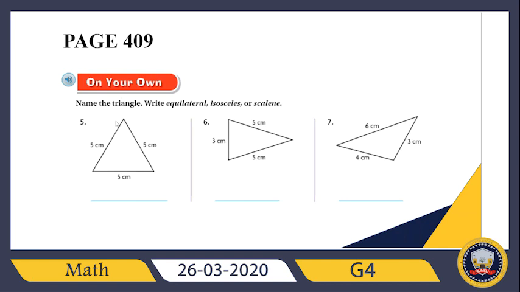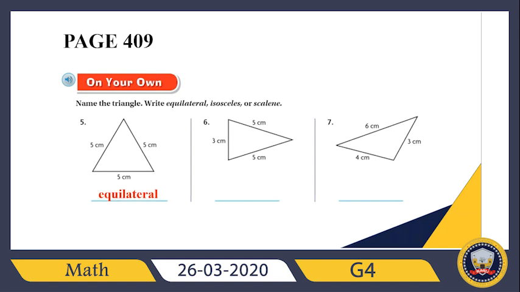Question 5. Let's check the lengths. 5 cm, 5 cm and 5 cm. When I check the sides, I can see these 3 sides have equal lengths. If there are 3 equal lengths, I know this triangle is an example of an equilateral triangle.